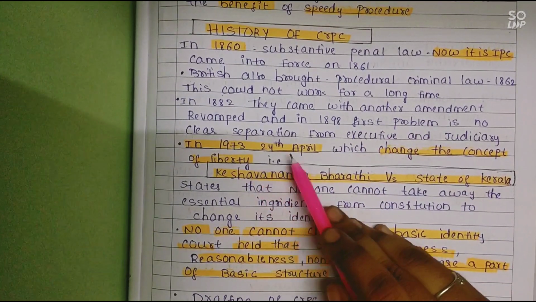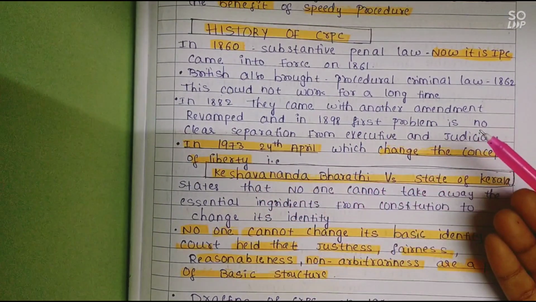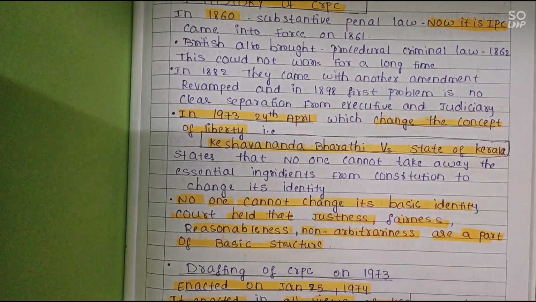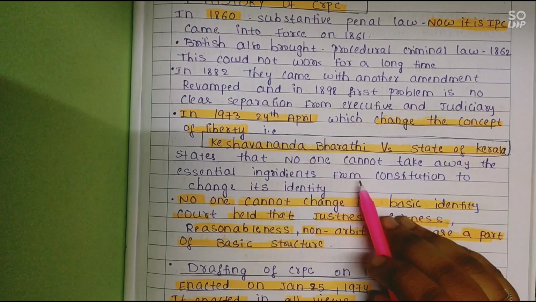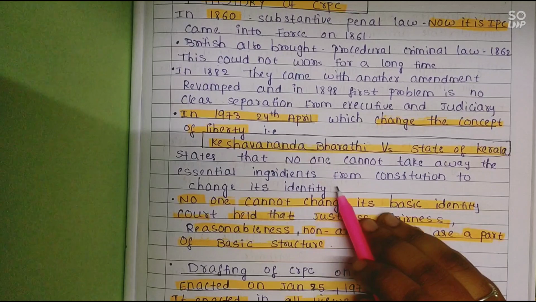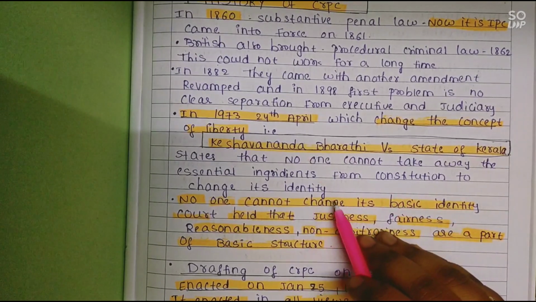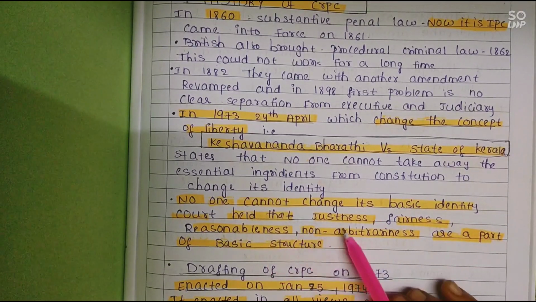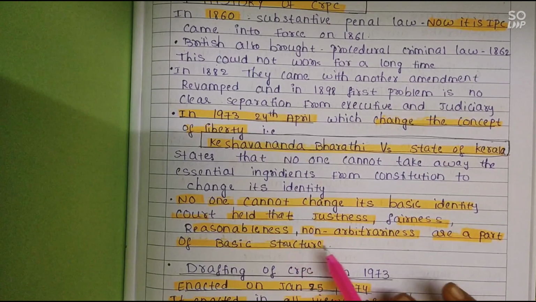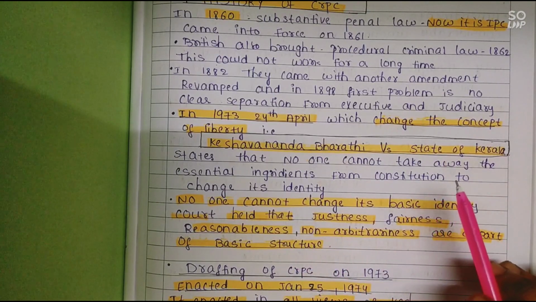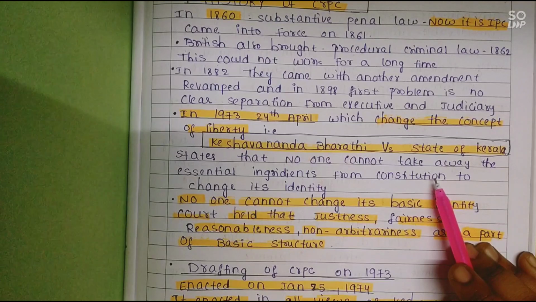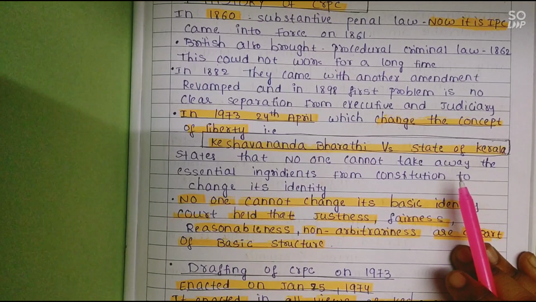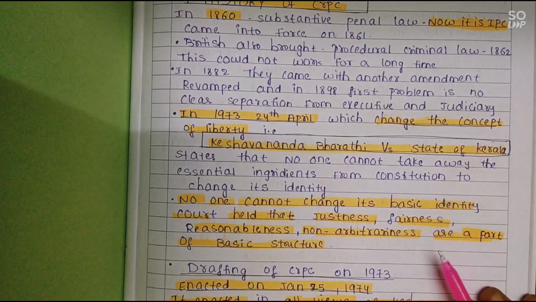On 24th April 1973, the concept of liberty changed. In the case of Kesavananda Bharati versus State of Kerala, it was stated that no person can take away the basic ingredients of the Constitution to change its identity. It means no one can change its basic identity. The court held that justness, fairness, reasonableness and non-arbitrariness are part of the basic structure. The Kesavananda Bharati case is about the basic structure of the Constitution. No one can take away the basic principles of the Constitution.